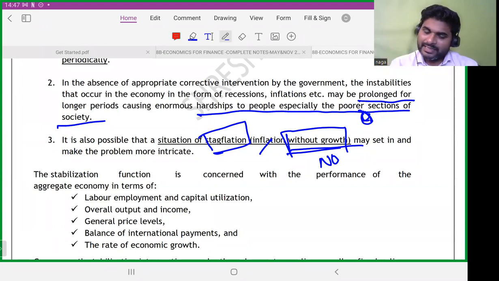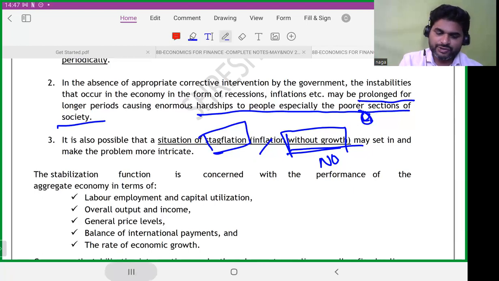But this is inflation without any growth. There is no growth year on year, but prices are increasing. The production is not increasing, but the prices are increasing. Companies are not producing the goods as it is not profitable to them, but the prices in the market are increasing higher and higher every day. So this is called stagflation.